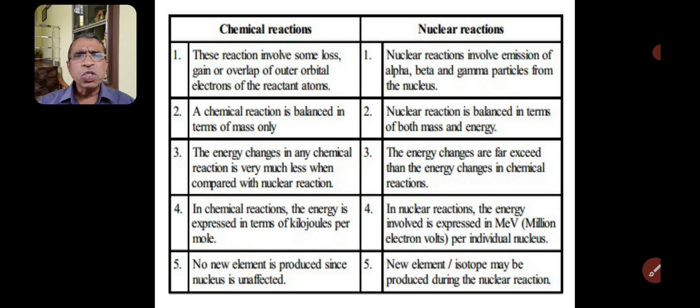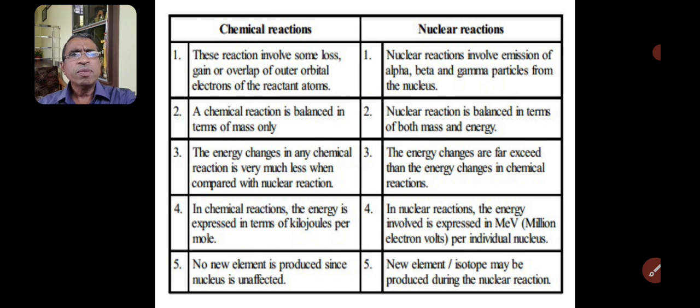In chemical reactions, the energy is expressed in terms of kilojoules per mole. In nuclear reactions, the energy involved is expressed in MeV. MeV means million electron volts per individual nucleus. In chemical reactions, no new element is produced since the nucleus is unaffected. In case of nuclear reactions, a new element or isotope may be produced.